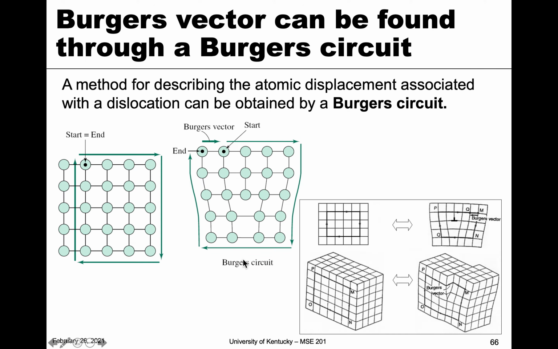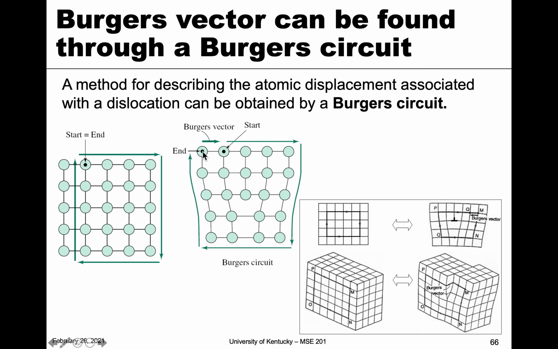But the idea here is that if we now look at an edge dislocation in that material, we're going to do the same thing. So we're going to start at the same atom right here, and we're going to do the same transformation as we did over here. We're going to draw the same circuit. So 4 over, 5 down, 4 back over, 5 up. So 4 over, 5 down, and then back 4 and up 5.